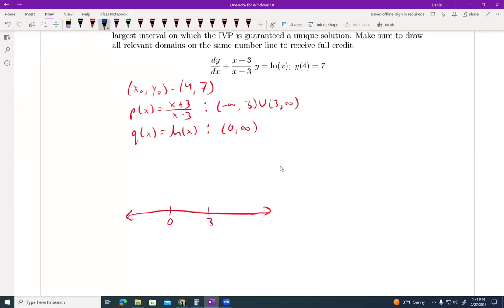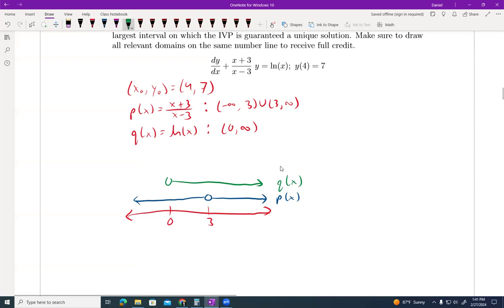Okay, we'll do the domain of p of x first in blue, right? And so that has a hole at 3. It's continuous everywhere else. Okay, good. And then the domain for q of x, we'll do that in green here. So q of x is just going from 0 to infinity. So it looks like that.